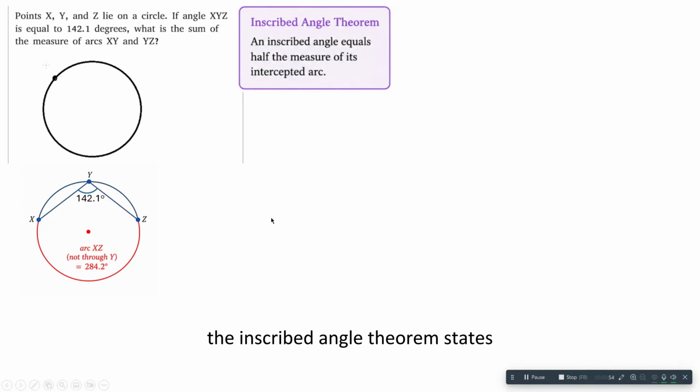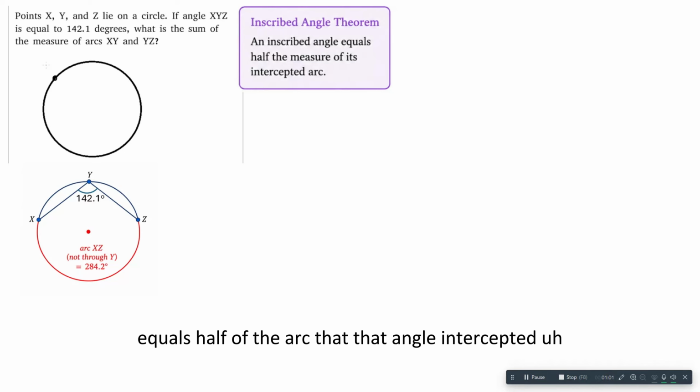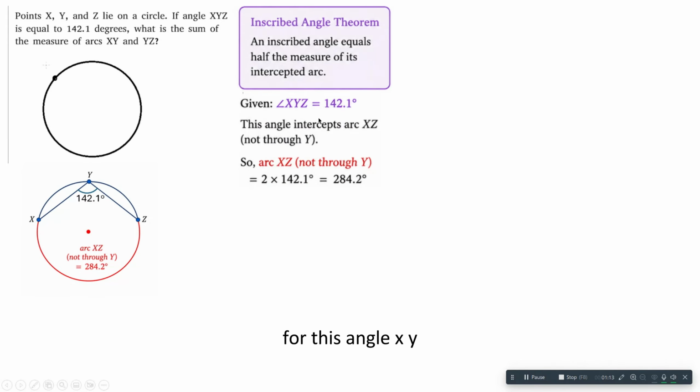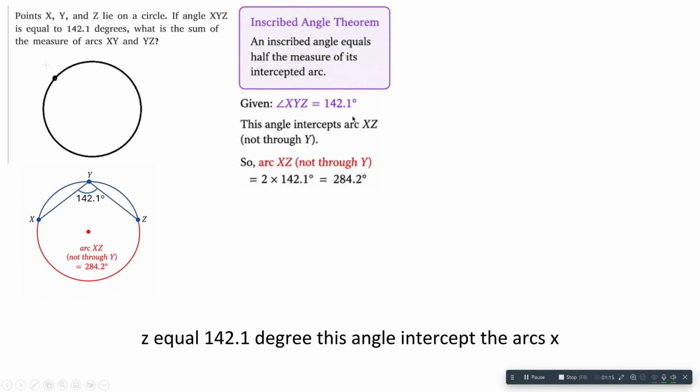The inscribed angle theorem states that any inscribed angle within a circle equals half of the intercepted arc. For this angle XYZ equal 142.1 degrees, this angle intercepts the arc XZ, not passing through the point Y.